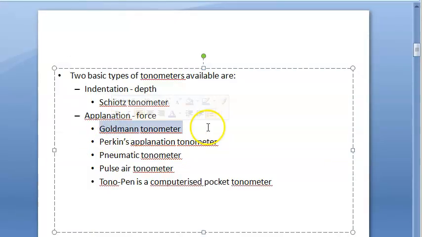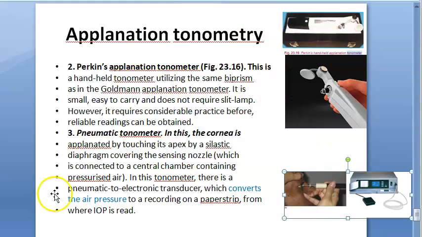Guys, we're done with Goldmann tonometer. Now what is left? Perkin's Applanation Tonometer, Pneumatic Tonometer, Pulsar Tonometer and Tono-Pen computerized pocket tonometer. Let's look at these. First, let's look at Perkin's. What do you say, people?